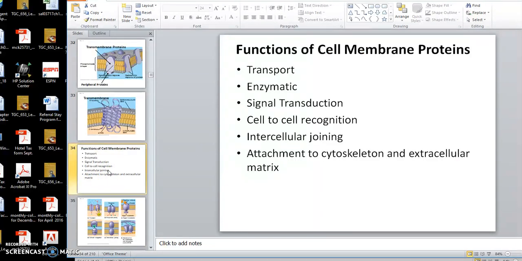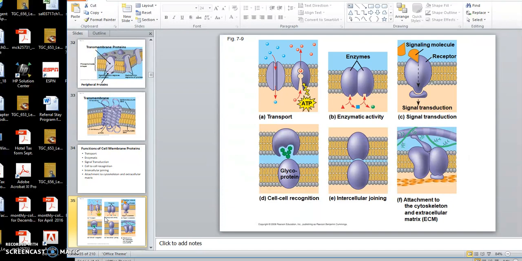Here are some functions of the cell membrane: transport, enzymatic, signal transduction, holding cells together, intracellular joining, attachment of the cytoskeleton. As I alluded to, the cell membrane does a whole plethora of jobs. Transport, it moves things in and out. Some of the proteins wear two hats. They're not only a part of the membrane, but they're acting as enzymes. Signaling molecules, hormones, or other substances sit on their receptor.